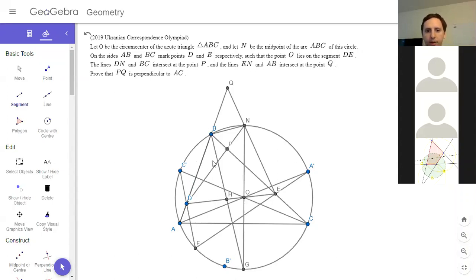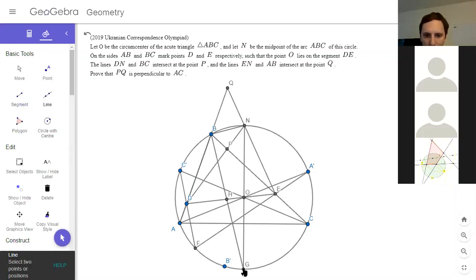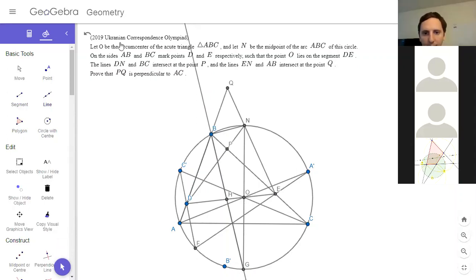So if we take that harmonic bundle, BA, BG, BC, BN, and we project it onto GN, no, I'm sorry, we project it onto EQ, we get QNE, but then we'd have to see where BG, yeah. So we get PB over BQ and show it's cos A over cos C.